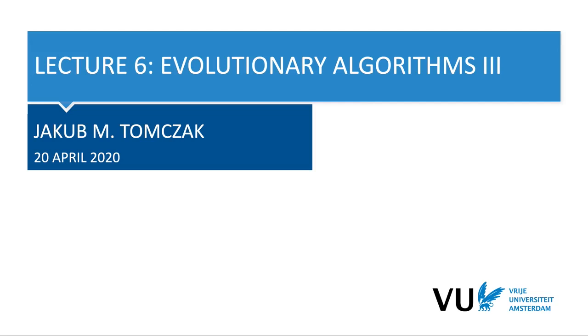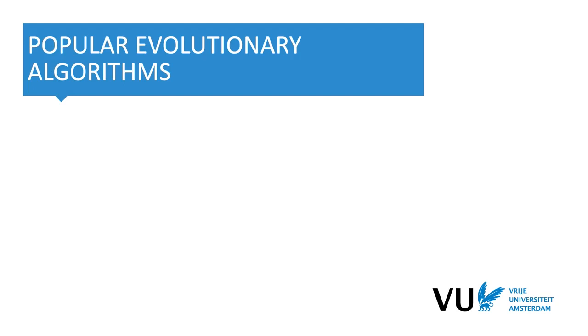Hello everyone. So today we will finish our discussions about evolutionary algorithms, and today we will focus on very specific implementations of evolutionary algorithms, and we'll end up with an exemplary piece of code for that, and an exemplary task. So, what are popular evolutionary algorithms?